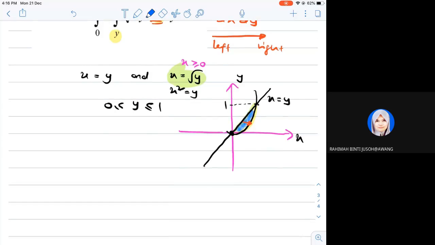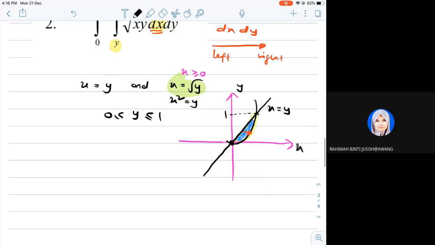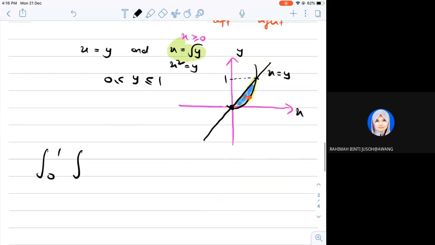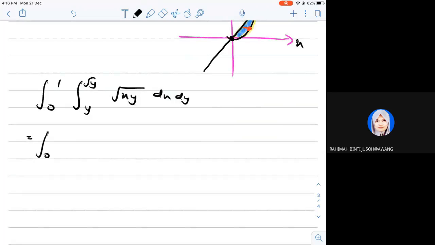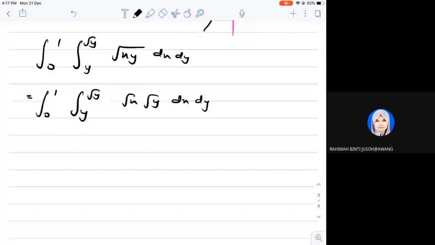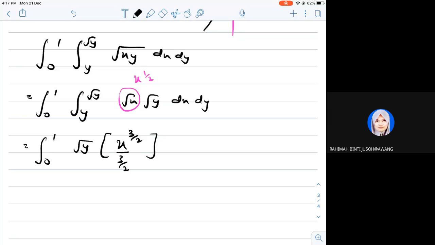All right. So let us proceed with this integration from 0 until 1, from y until square root of y, square root of x y, dx dy. So this integral can be rewritten as square root of x multiplied by square root of y, dx dy. So which one is the constant now? y. So we can take out square root of y because y is just a constant. So we are now integrating x to the power of half. Integrate x to the power of half, we will have x to the power of 3 over 2 over 3 over 2, like this. And then we substitute y and square root of y, dy.